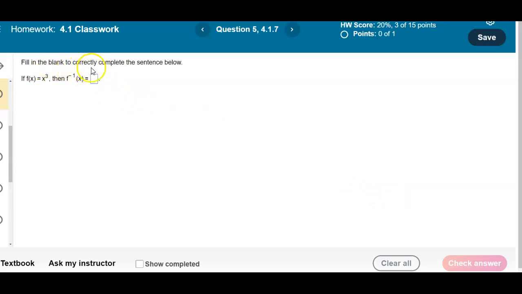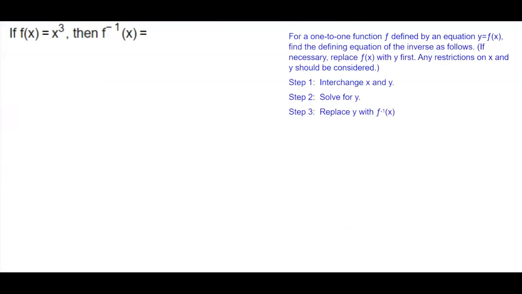Fill in the blank to correctly complete the sentence below. If f of x equals x cubed, then f inverse of x is equal to, which is what we're going to solve for. Okay, now for a one-to-one function f defined by an equation y equals f of x, we want to find the defining equation of the inverse as follows.